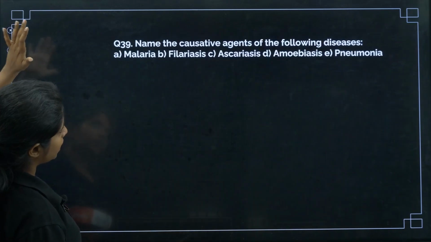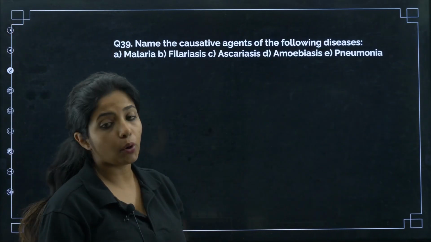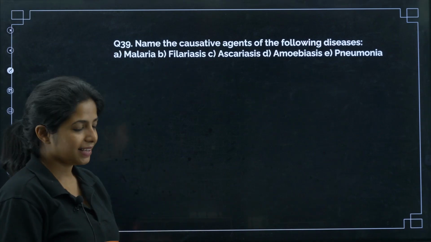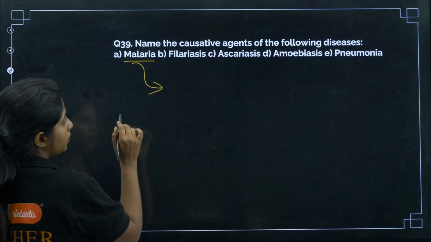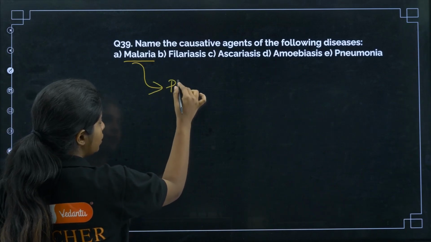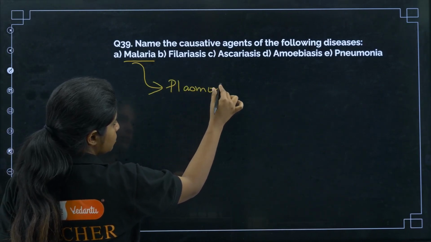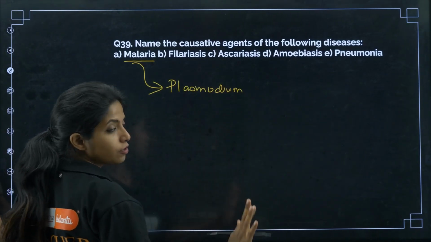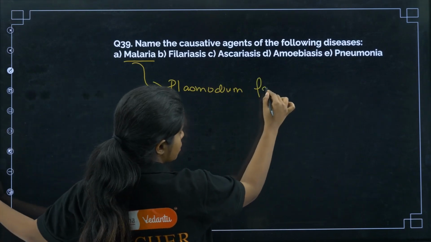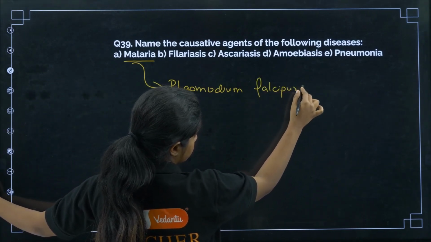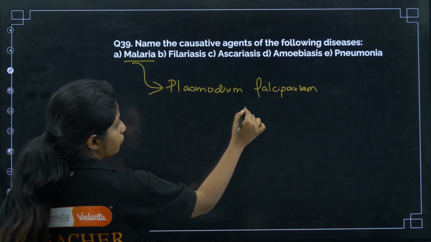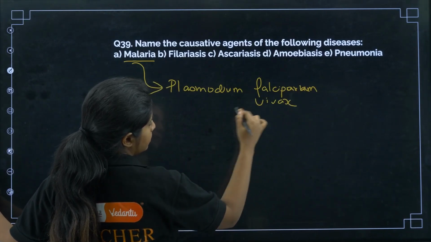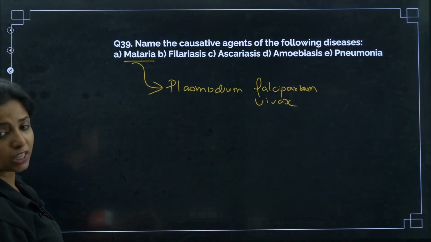Chalo. Next thing, name the causative agents of the following diseases. Malaria. What is that thing that causes malaria? Easy question it is. Malaria is caused by Plasmodium. What is the most malignant version of malaria? It is caused by Plasmodium falciparum. And then you have Plasmodium vivax also. Either way, or Plasmodium malariae.